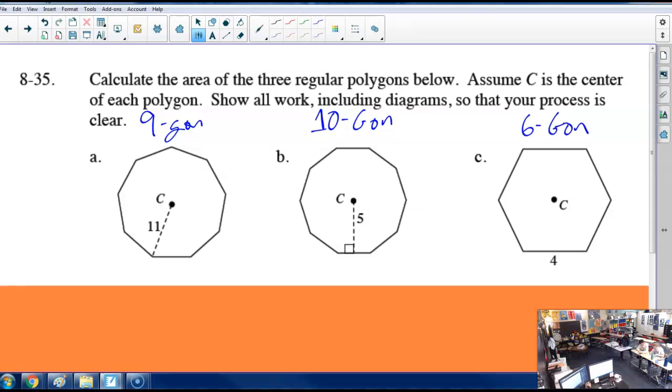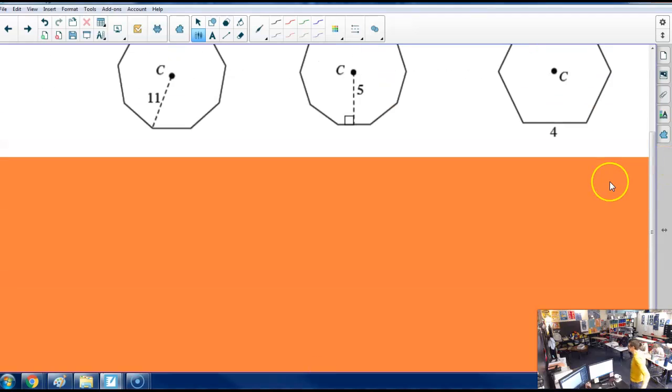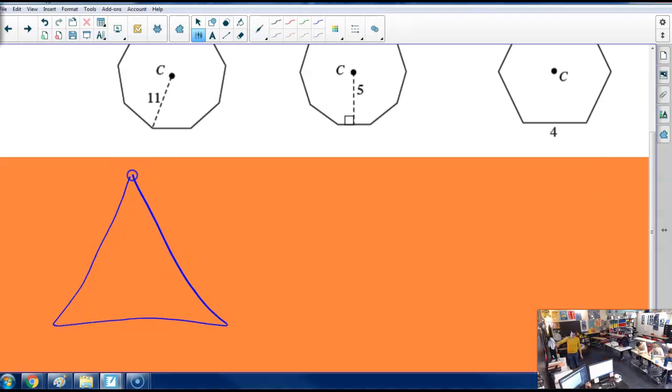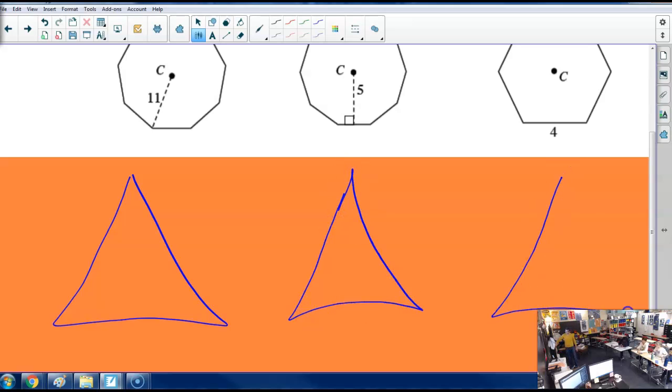Alright, so those things are the same. My advice is for each of these, so I wanted you guys to get to a point where my advice might matter. Draw a triangle to represent the triangle that you're dealing with. So like this would have a base of 4. This would have a height of 5. And this would have an edge length of 11.